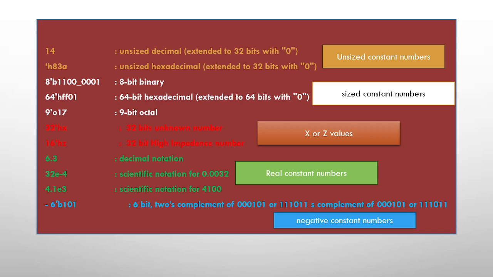So this is basically about signed and unsigned numbers, and these are some of the examples: sized constants, unsized constants, x or z, real constant numbers, negative constant numbers and so on.